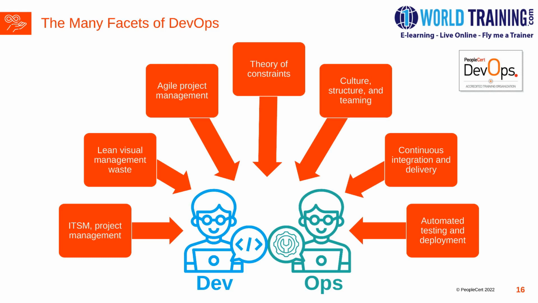However, when we talk about lean and visual management waste, as we know, the lean concept came into the manufacturing industry. In this, there are activities which are supposed to be done in the dev and ops areas.